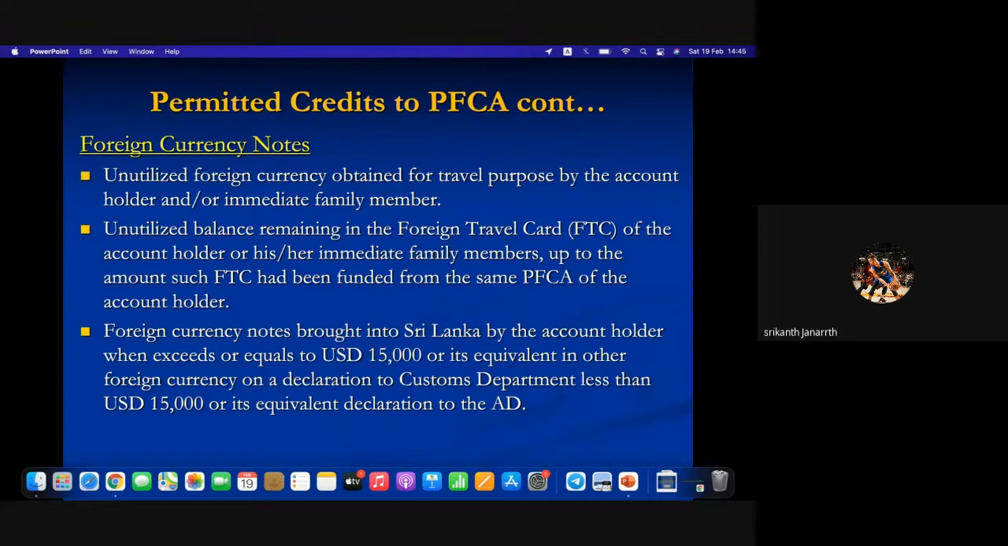So remember, currency notes can be deposited to the PFC account subject to declaration if the amount exceeds $15,000 or equivalent. If it is less than $15,000, a declaration is given to the authorized dealer. Authorized dealer means banks. So you have to give a declaration if it is less than $15,000. So these are the permitted credits and the currency notes, right?